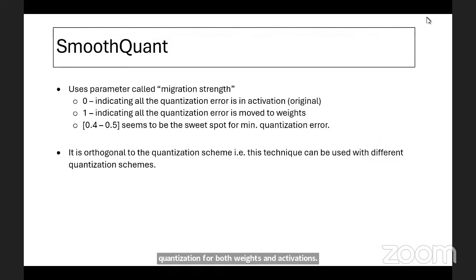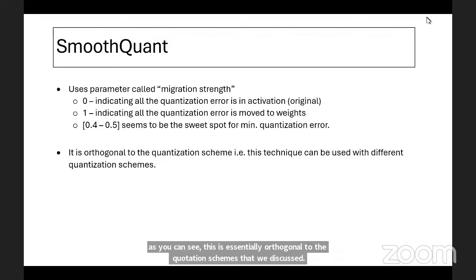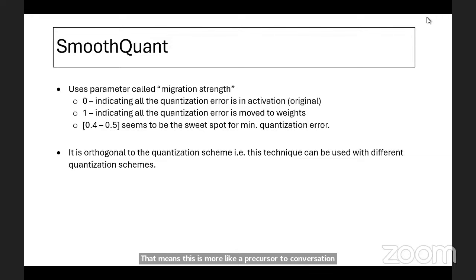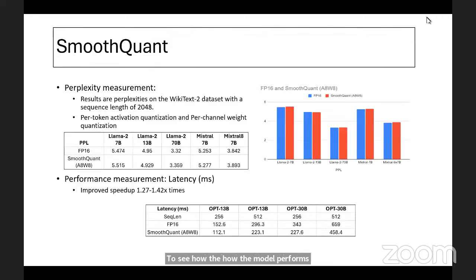And as you can see, this is essentially orthogonal to the quantization schemes that we discussed. That means this is more like a precursor to quantization. This is essentially making the model more friendly to quantization. Once you have applied the SmoothQuant technique, you can either do 8-bit, 4-bit, 2-bit quantization to see how the model performs. So here are some performance and accuracy measurements.